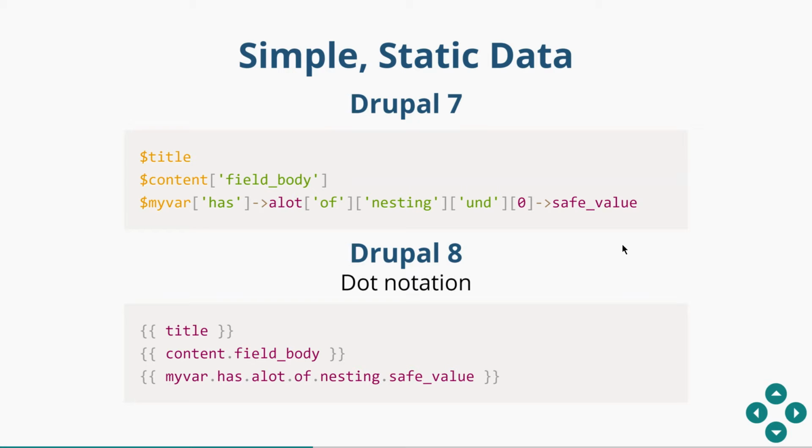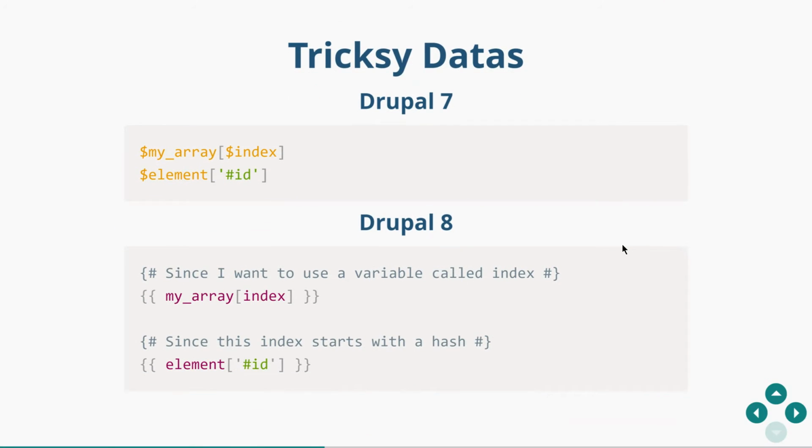Yeah, so the thing to notice here is you don't have to know what type of data structure you're accessing. Twig handles that for you in the background. There are some exceptions to that. If you have a variable index like this, in Drupal 7 you handle it this way, now you're going to use array syntax.